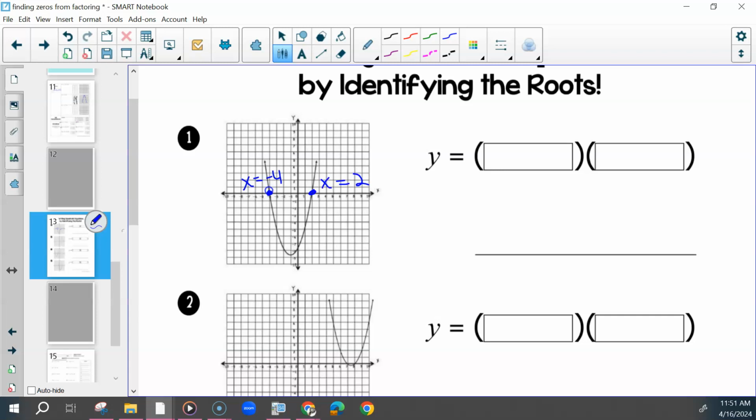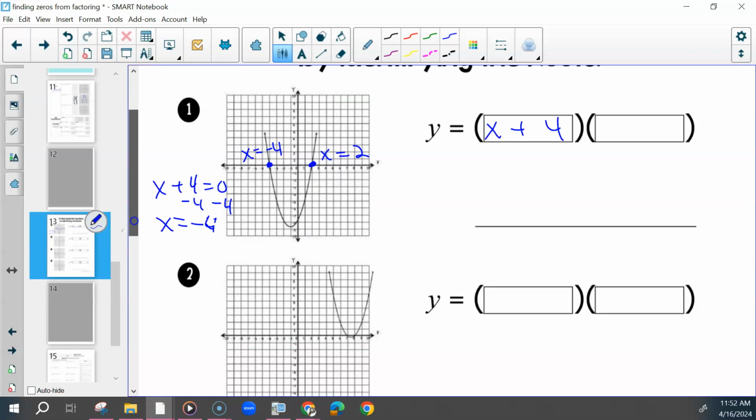So then we're going to write this in its factored form. So I'm going to have x and 4 in here. Is that going to be plus or minus? Plus. And the reason is if I were to set this equal to 0 and solve it, I would get the opposite, which is what I'm looking for. So whatever the actual x-intercept is, your factored version is the opposite of that, and vice versa. So then, for x equals 2, how do I write that factor? x minus 2.